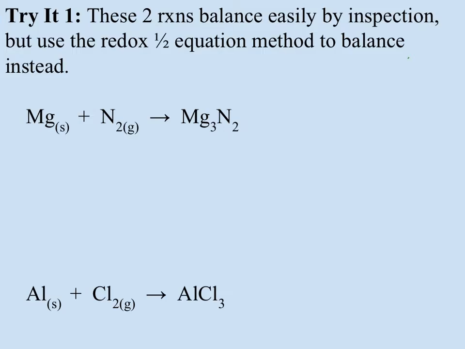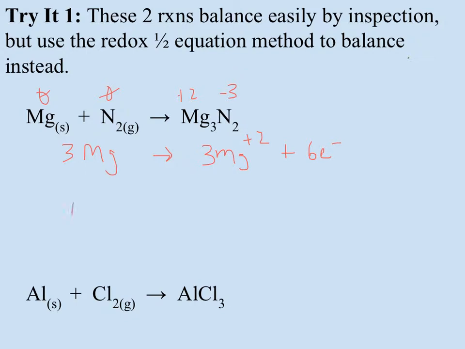So here's a couple reactions that balance easily by inspection, but instead I'm going to use the redox half equation method so you can see how it works. So I have Mg metal. It's got a 0 charge, a 0 here. This is going to pick up a +2, which means the nitrogen is going to pick up a -3. So Mg becomes 3 Mg ions with a +2 charge, which means I need 6 electrons total for that to occur. I also need a 3 on this side.